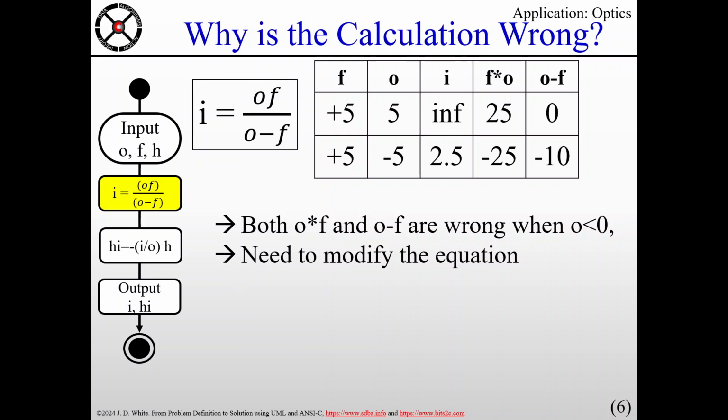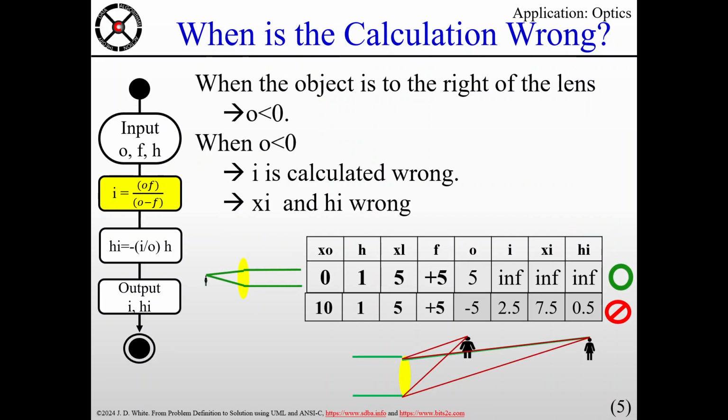Where did the calculation go wrong? We see that I is calculated wrong, so therefore xi and hi are also wrong. Where does the error start? So 2.5 is wrong, 7.5 is wrong, and 0.5 is wrong. Infinity is correct. It should both be at infinity. This one should be minus infinity, or whatever, because we have no image. Alright, so let's move down and look at what's wrong, what's happening.